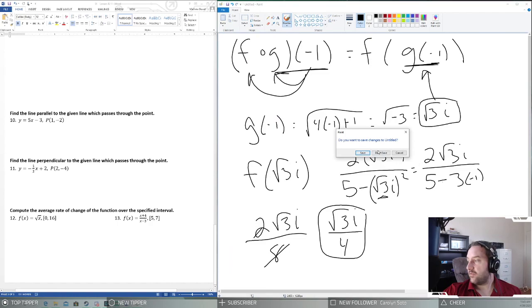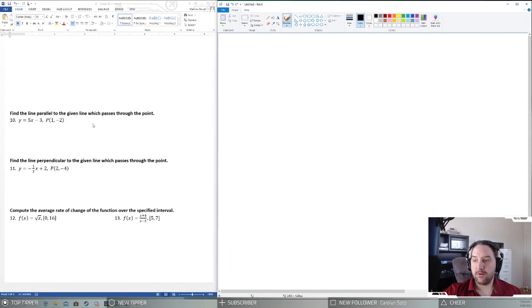We've seen a lot of the lines. Find the line parallel, find the line perpendicular. So we've seen a lot of that. If you have any questions on it, just let me know. Maybe we can move on to the average rate of change.